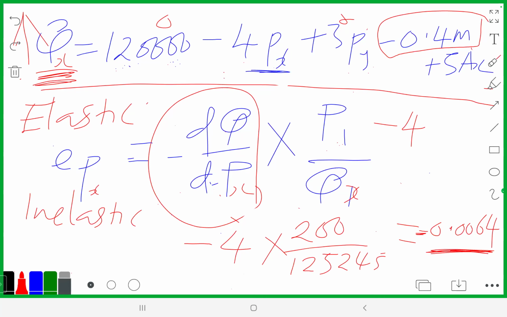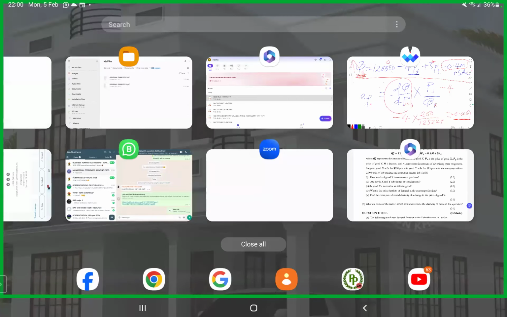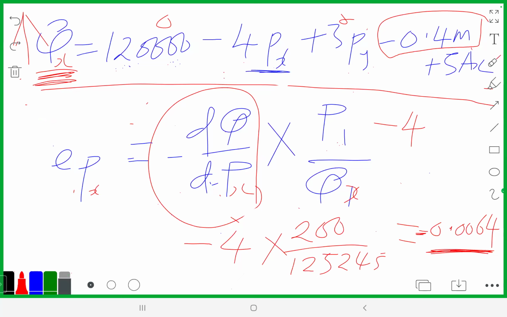Okay. You still remember these things. That's right. Are we okay? So basically, I've emphasized that this part here is just the first derivative of the function. Derive the function, multiplied by the price of good X divided by the quantity of good X. That's how you find the elasticity of demand.